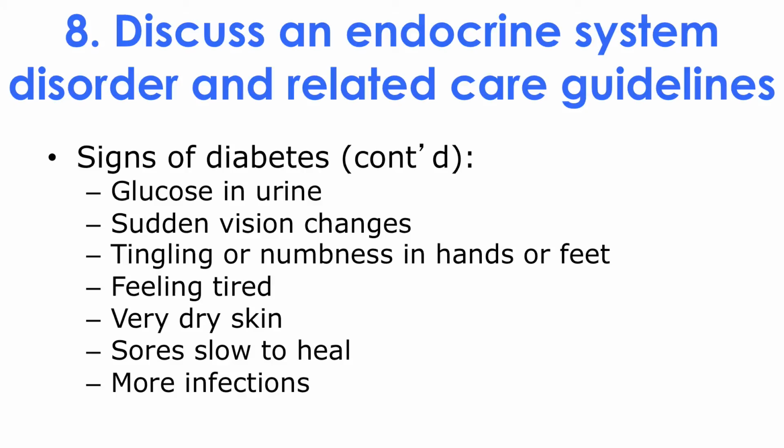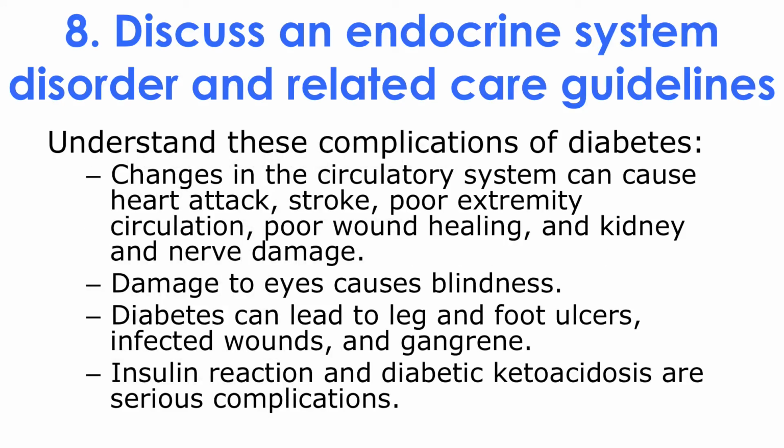Then you also start having very dry skin. And then a lot of sores start healing slowly, okay? Because remember, your blood circulation is thick, right? So it's harder for you to circulate oxygen to your extremities especially. And also increased chances of infection. So now let's start understanding the more complications of diabetes.